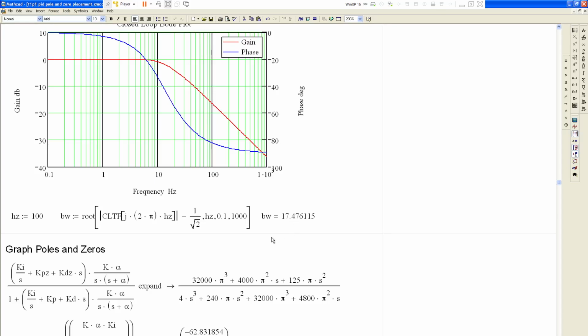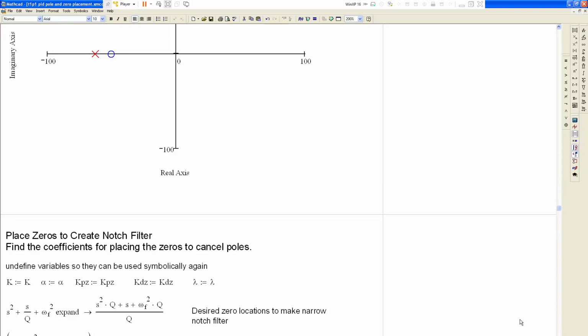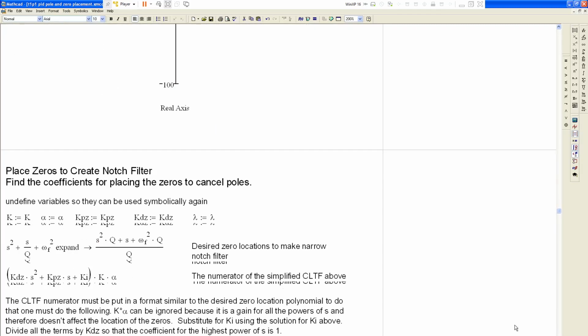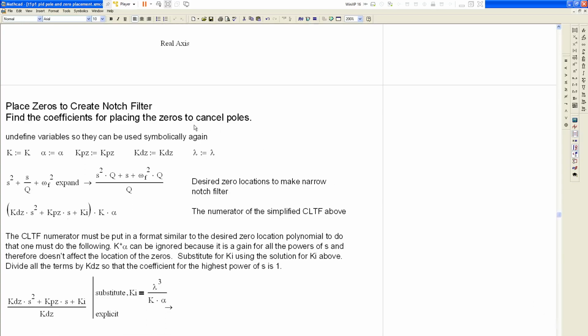So there's an advantage to using zeros and placing them at the right position, just a little bit to the right of the closed loop poles, but not too far from the right because it will cause overshoot. So now let's go on to a new topic, which is using the poles and or the zeros to make a notch filter.